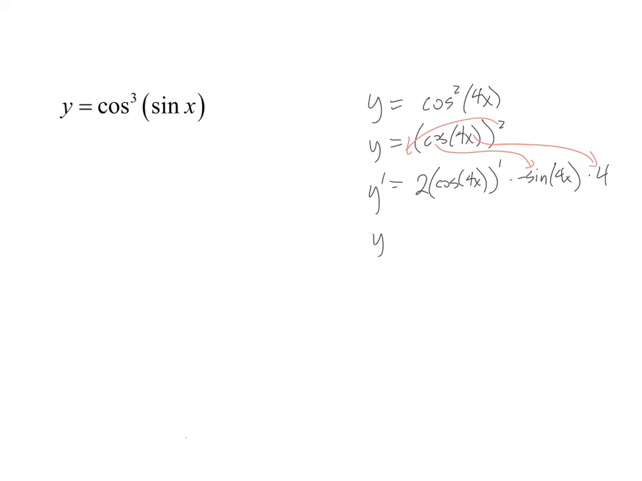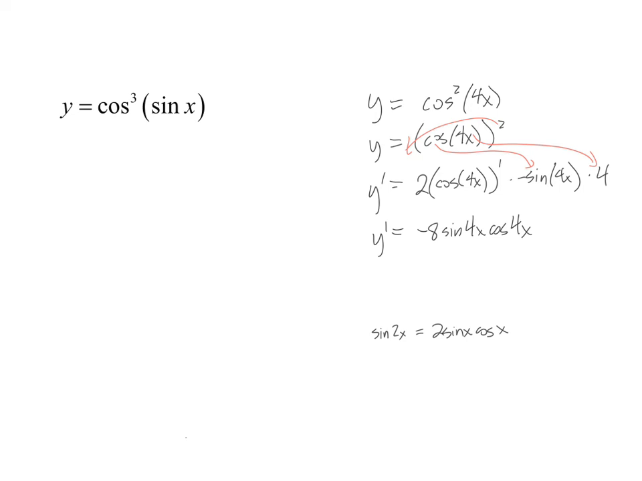So our final answer in this case, we could rewrite it as negative 8 sine 4x cos 4x. And we could stop there, or if you want, you could use the identity. There is an identity on your sheet for this case, where, let me rewrite it out here, we have sine 2x equals 2 sine x cos x.